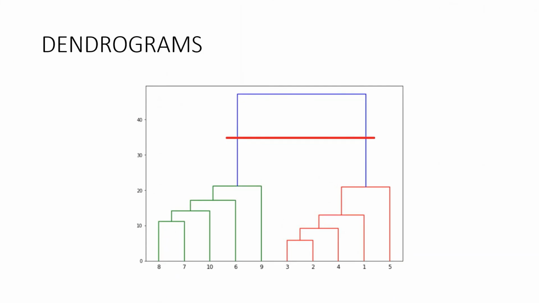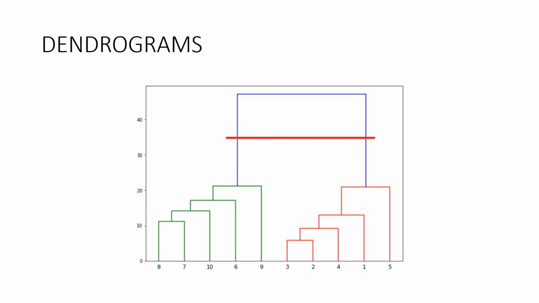We can see that the largest vertical distance without any horizontal line passing through it is represented by the blue line. So we draw a new horizontal red line that passes through the blue line. Since it crosses the blue line at 2 points, the number of clusters will be 2. Basically, the horizontal line is a threshold which defines the minimum distance required to be a separate cluster.